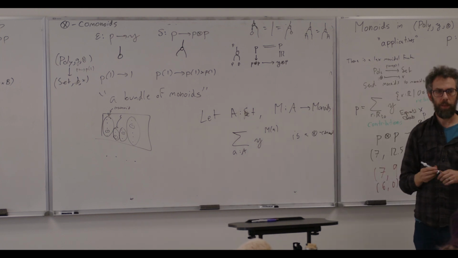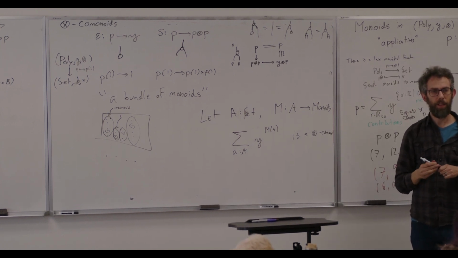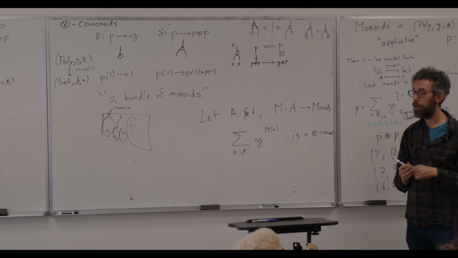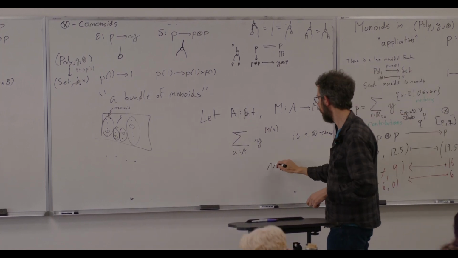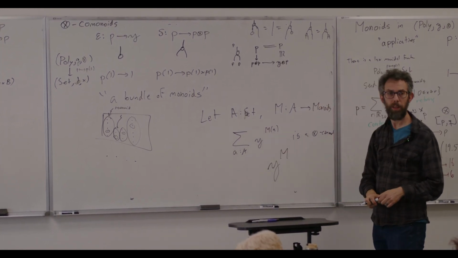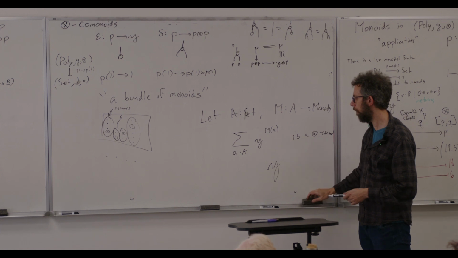Yeah. Can you give us like a real concrete example of a polynomial of a tensor comonoid for a very specific polynomial? Yeah. Y to the nat. Y to the natural numbers.